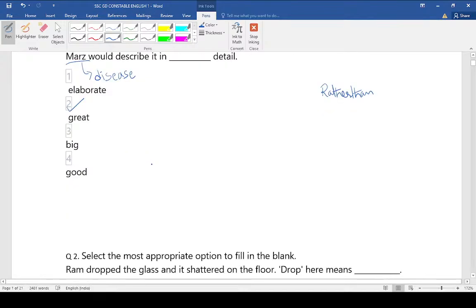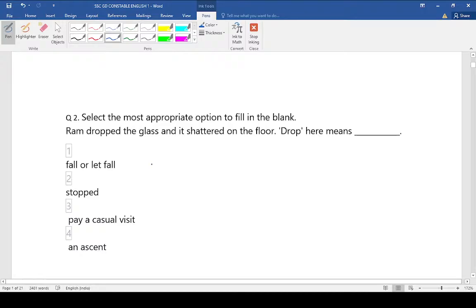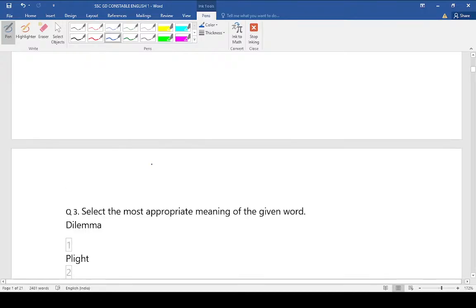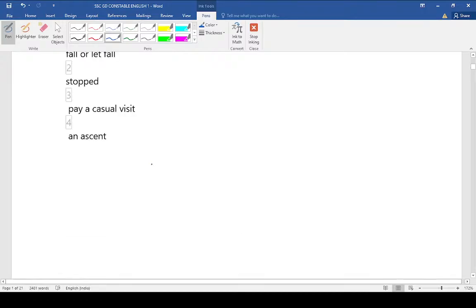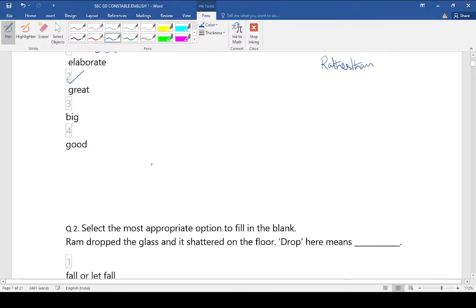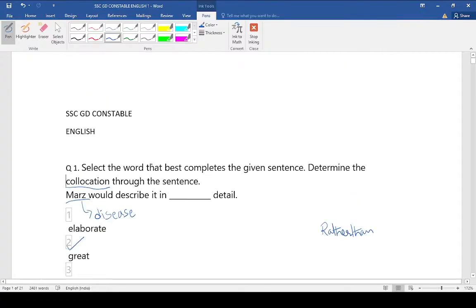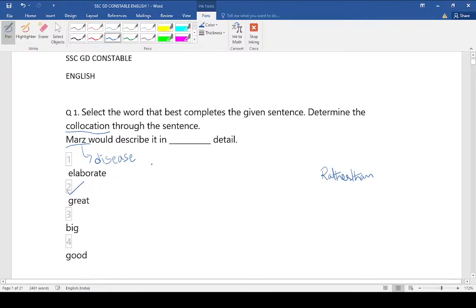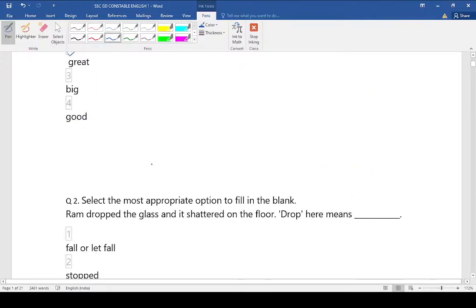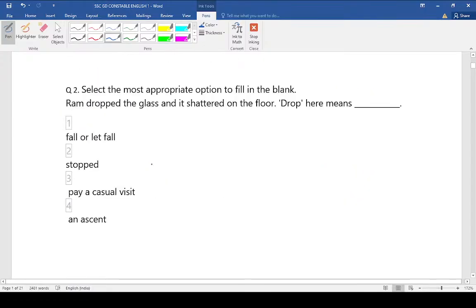Merge would describe it in great detail. So now we will go for the next question. Select the most appropriate option to fill in the blank.